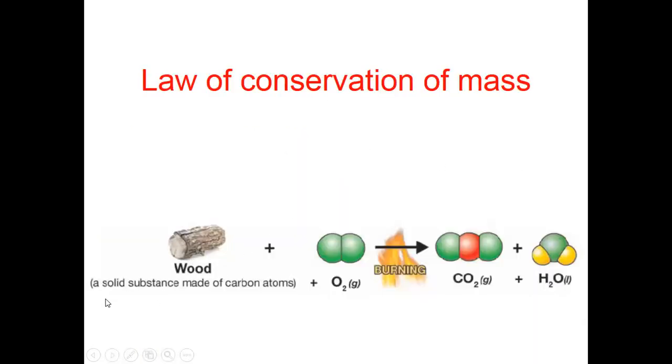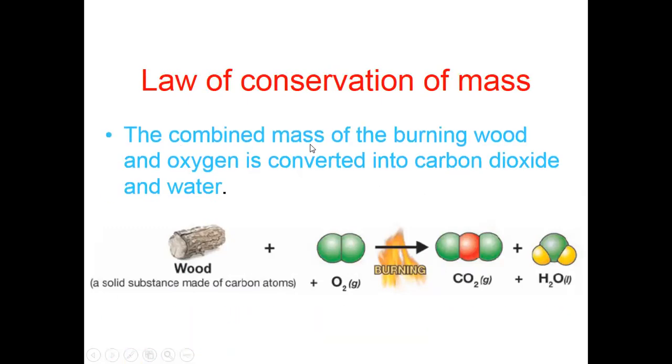This is a piece of wood, a solid substance made of carbon atoms. It is burned in the presence of oxygen under the action of burning. There is a transformation into carbon dioxide and water with the release of heat. The combined mass of the burning wood and oxygen is converted into carbon dioxide and water.